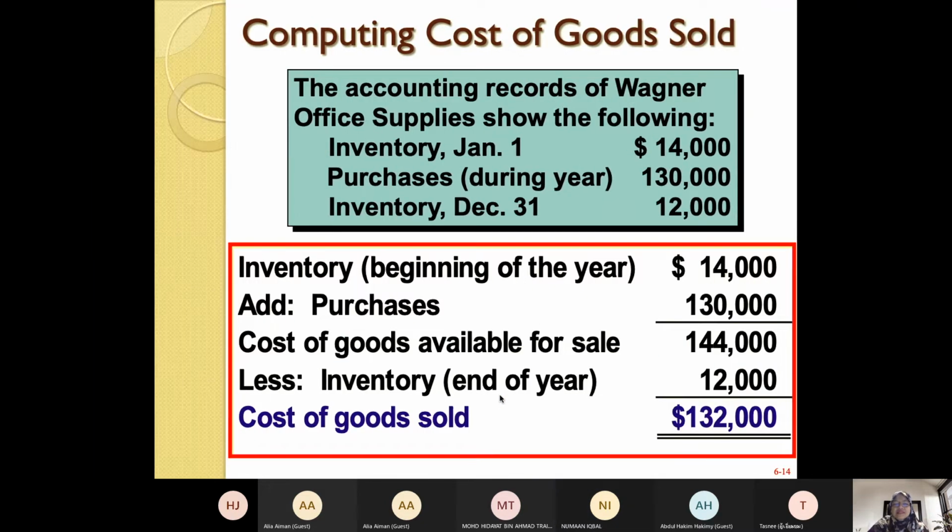Looking at this, does it make sense to you what cost of goods sold is?